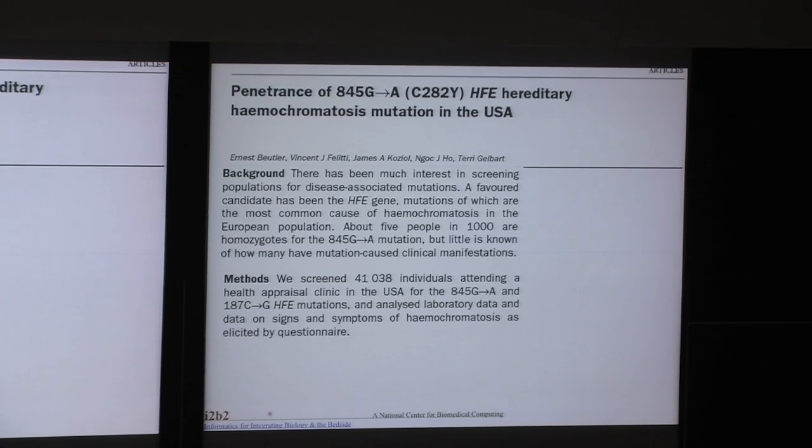So this is one of my favorite stories. It's well known in the literature that this disease called hemochromatosis, a storage disease where you accumulate iron in all your tissues, and it kills your endocrine glands, it destroys your heart. It's a bad disease.